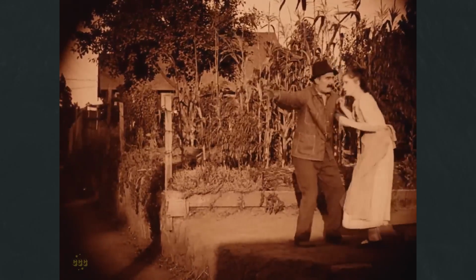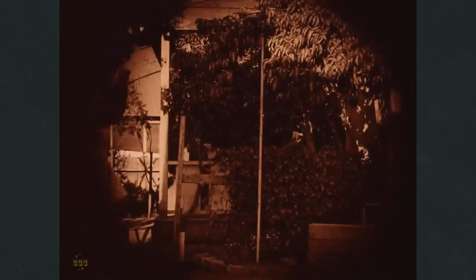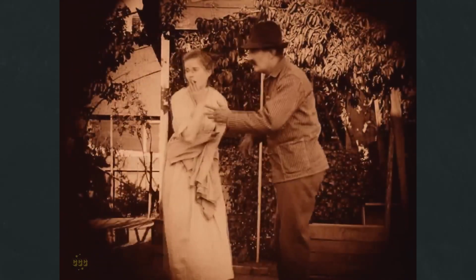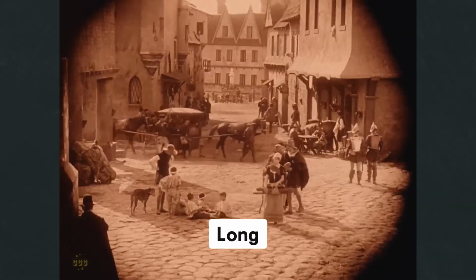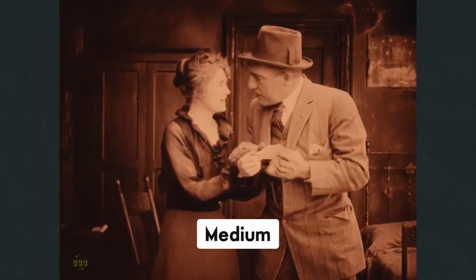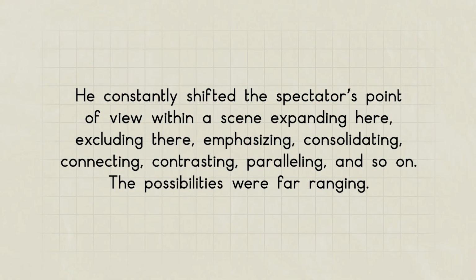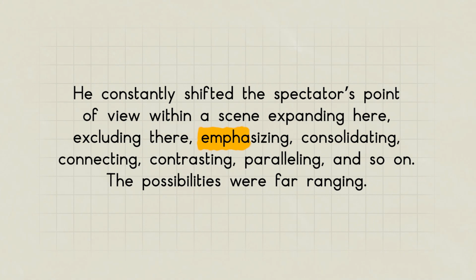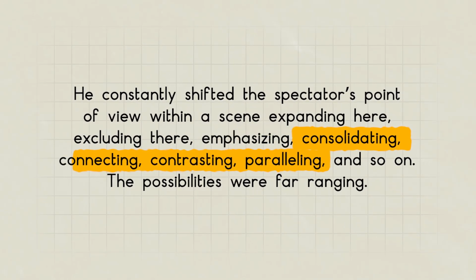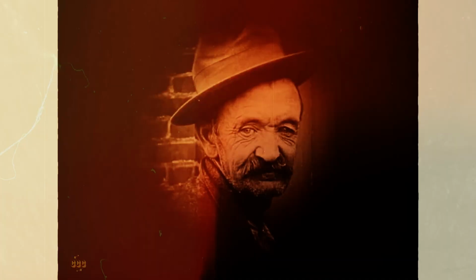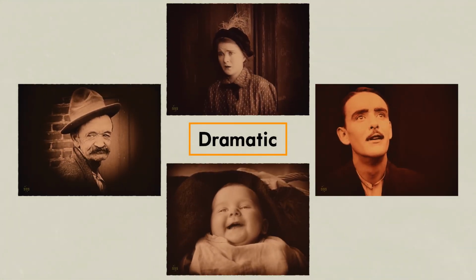By splitting the action into a series of fragmentary shots, Griffith achieved not only a greater sense of detail, but a far greater degree of control over his audience's reactions. In carefully selecting and juxtaposing long, medium, and close shots, he constantly shifted the spectator's point of view within a scene, expanding here, excluding there, emphasizing, consolidating, connecting, contrasting, paralleling, and so on. The possibilities were far-ranging. The breakup of shots is justified on the basis of dramatic rather than literal necessity.